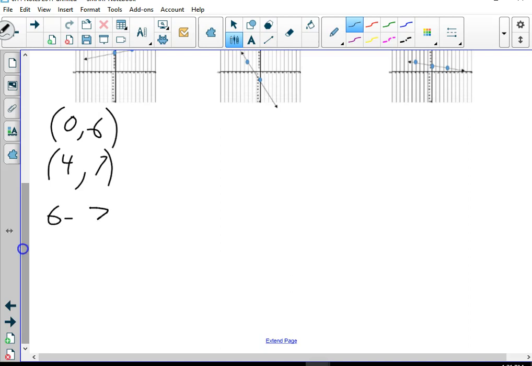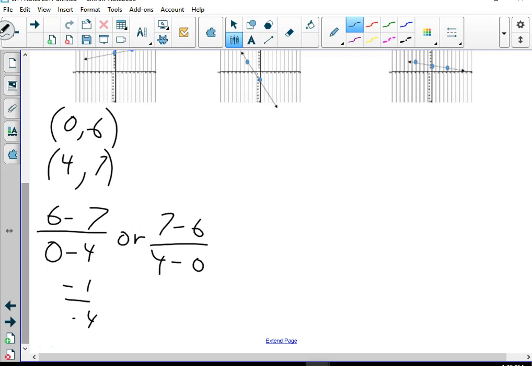You can do 6 minus 7 over 0 minus 4. Or you can do 7 minus 6 over 4 minus 0. It makes no difference which direction you go. And sometimes one direction is better than the other because you avoid the double negative. So in this case, you're going to get -1 over -4. But then you have to remember negative divided by negative is positive. So here, 7 minus 6 is 1, 4 minus 0 is 4. This is still going to take you to that answer of positive 1/4 slope.